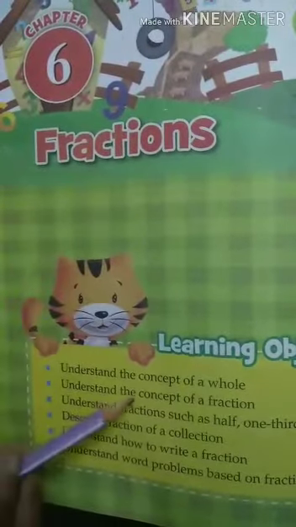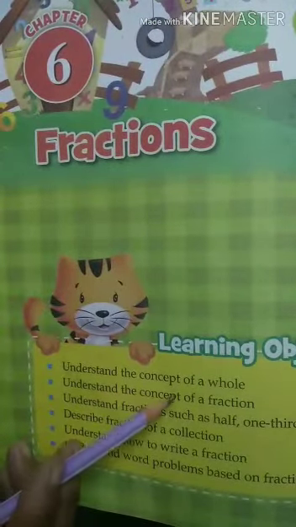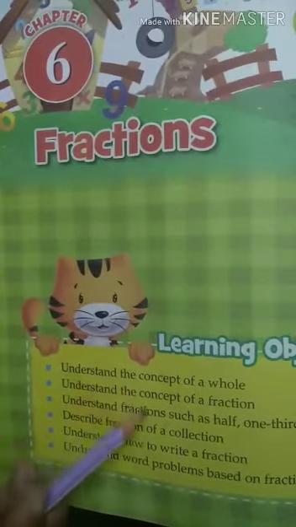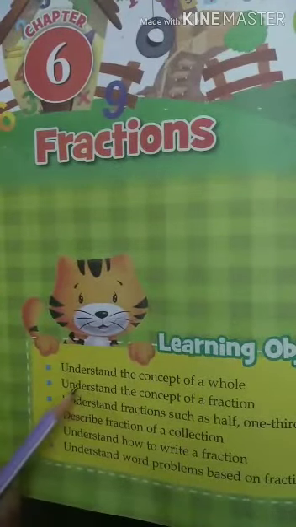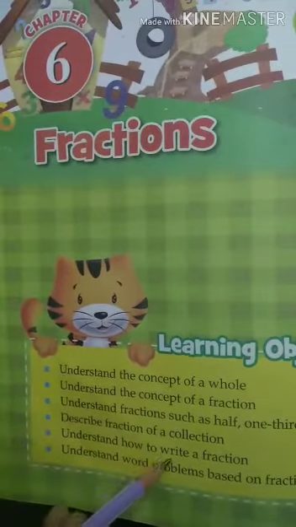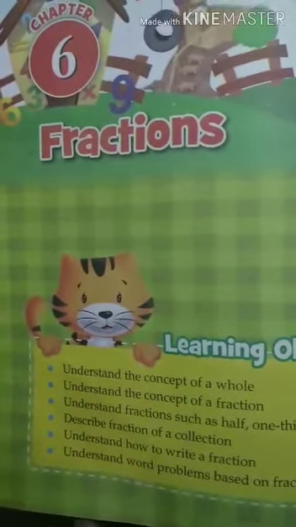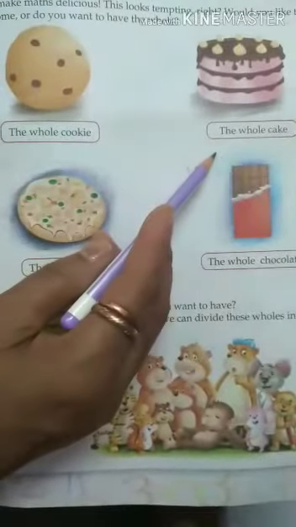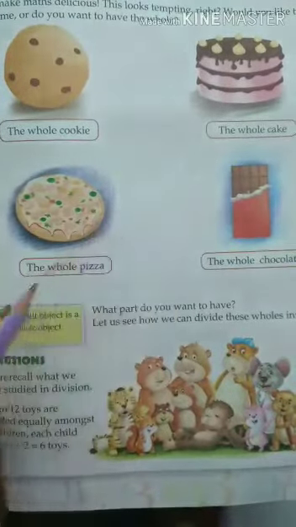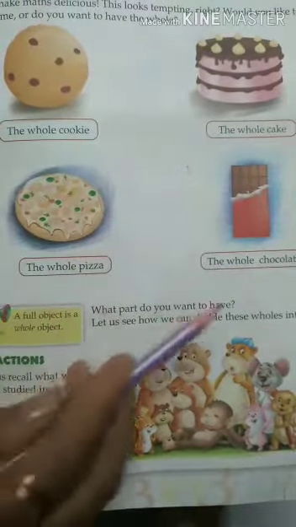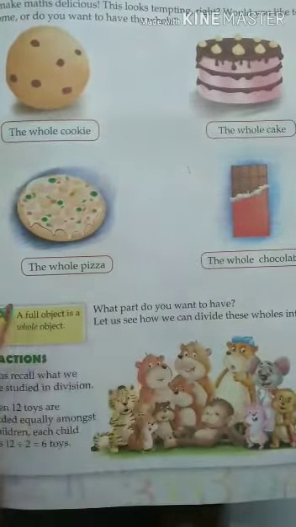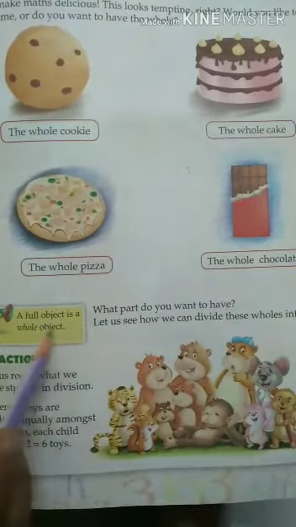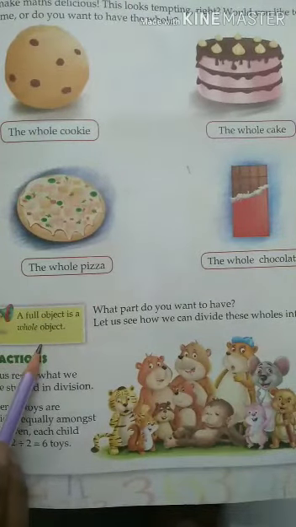In this chapter, we will understand the concept of whole, the concept of fraction, and how to write a fraction. First, I will explain whole. For example, here is one whole cookie, one whole cake, one whole pizza, one whole chocolate. A full object is a whole object.